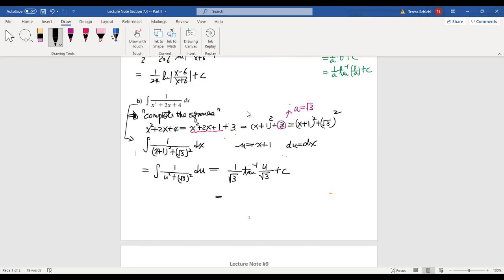Because my initial function is in x, I need to replace everything back to x here. So I have an arctangent of u. So what is the u? It's x plus 1 over the square root of 3, plus c here. Okay, so this shows you that if you remember the formula, then the integration becomes quite easy.